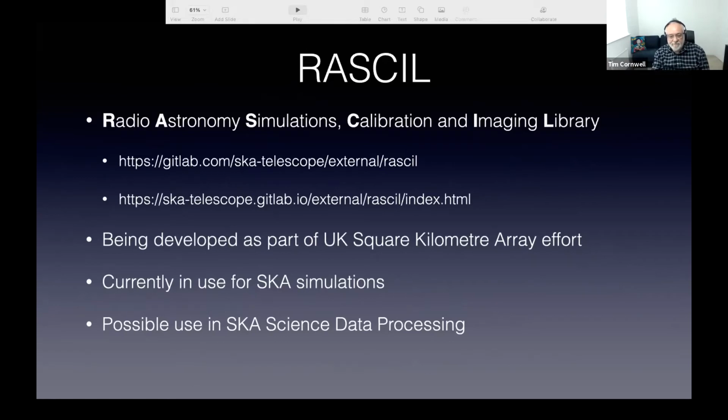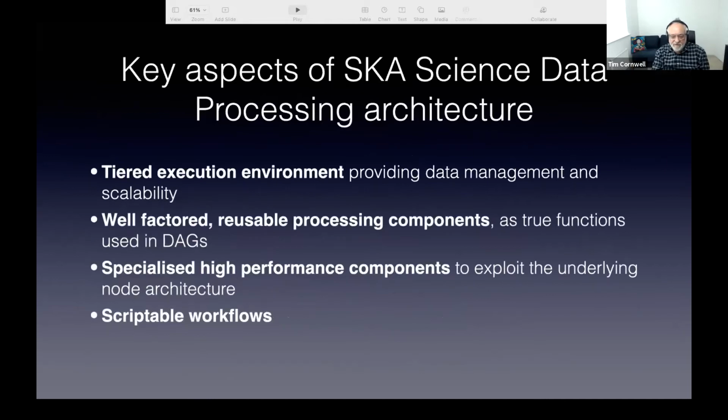The key aspects of the science data processing for SKA are a tiered execution environment, which provides data management and scalability. Obviously, scalability is a very important factor. Well-factored, reusable processing components, and those are pure functions used in directed acyclic graphs, so it matches well to Dask. Specialized high-performance computing components to exploit the node architecture, so you can have heterogeneous nodes with some with, for example, GPUs on the spot as needed, and scriptable workflows.